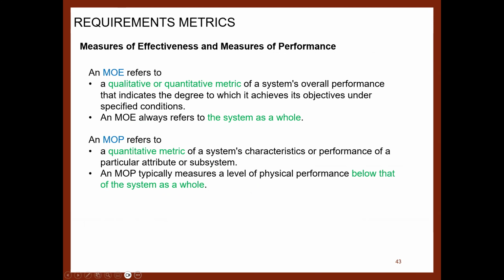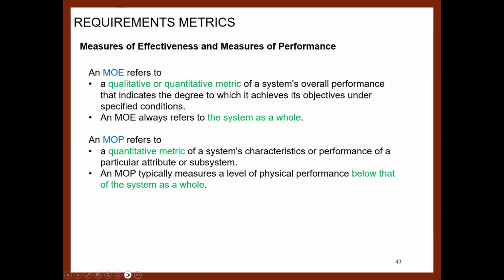An MOE refers to a qualitative or quantitative metric of a system's overall performance that indicates the degree to which it achieves its objective under specified conditions. And an MOE always refers to the system as a whole. So how close were you to this performance? How far were you from this performance, and so on.